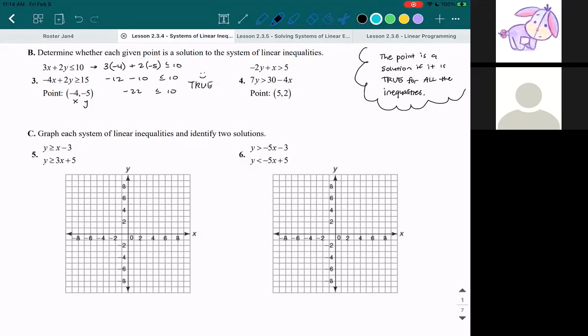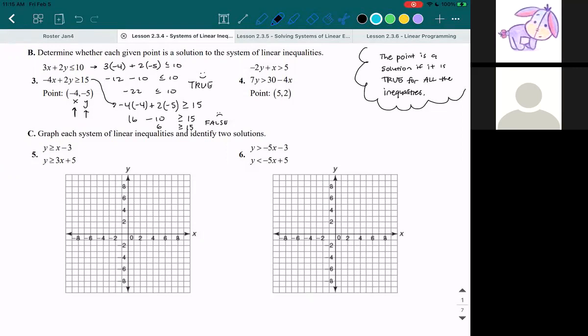Let's check to see if it's true for the other one as well. So we have -4x. Remember, x is -4, as shown over here. And then plus 2y. Our y is -5, as shown at the point. And then we want to see if it's greater than or equal to 15. So let's take a look. -4 times -4, that's 16. And then we have 2 times -5, that's -10. 16 minus 10 is 6, is greater than or equal to 15. Oh my gosh. Well, that's not true. 6 is definitely not greater than or equal to 15. This is false.